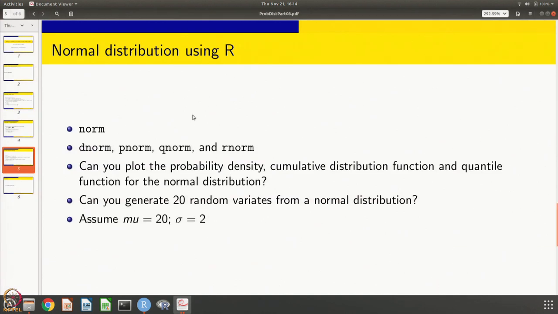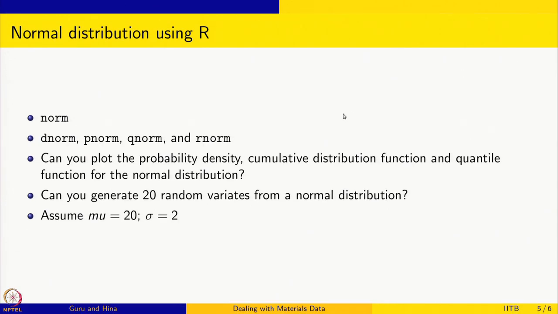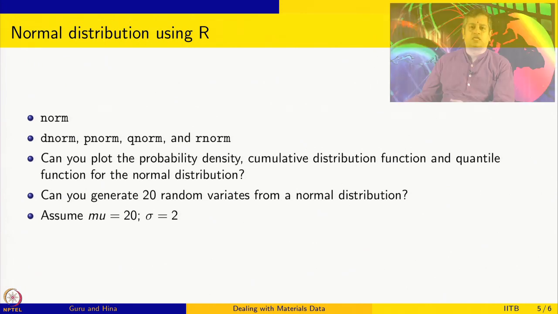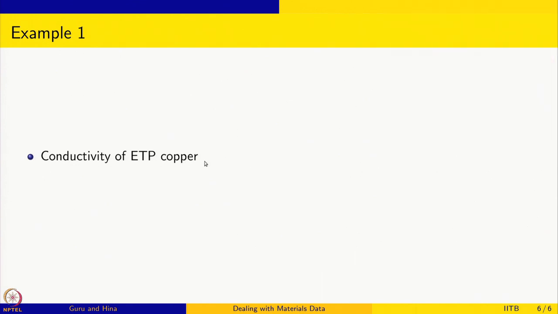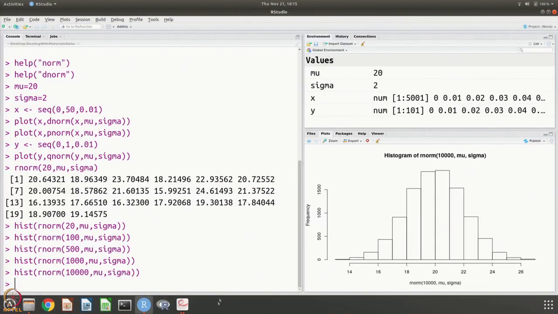Now let us go back to normal distribution. Like I mentioned, normal distribution in the context in which we are talking about is also because of errors that you see in measurement, and we have already looked at one example of conductivity of ETP copper, and we actually plotted and we also tried to figure out what distribution it is, and we showed that it is normal distribution. Now that we know the probability distribution function for normal distribution, can we take that data and plot it and also do a simulation of random variates from normal distribution and compare the two. So, that is what we want to do in this exercise.